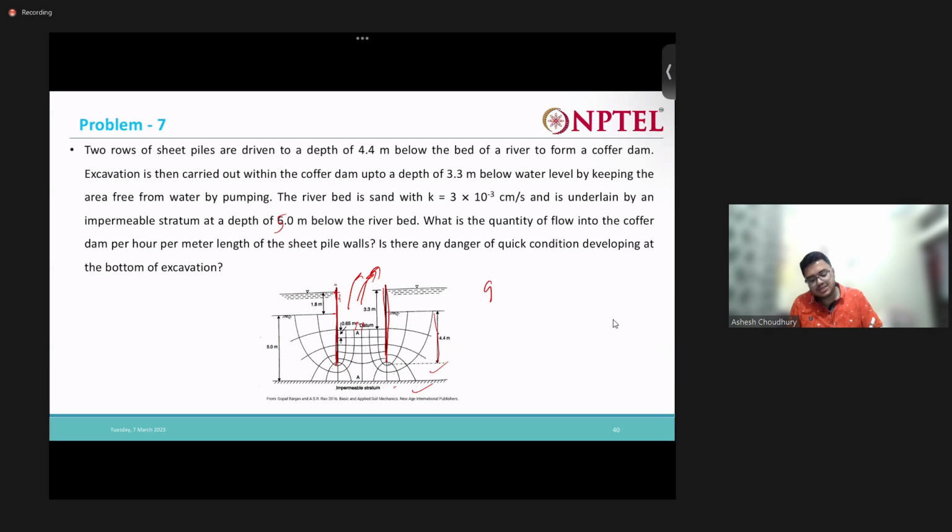Our relation is the same, K H Nf by Nd, right? So what is my K? 3 into 10 to the power minus 3. What is my H? What is the head difference?